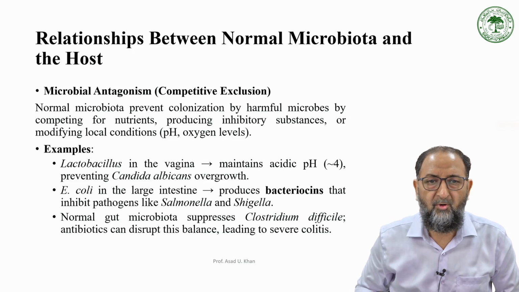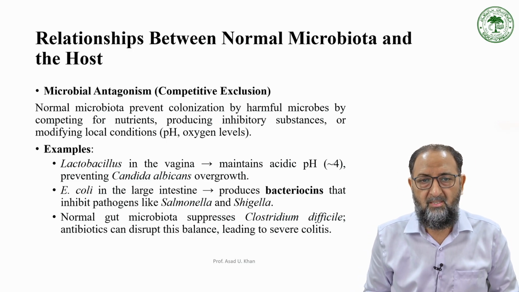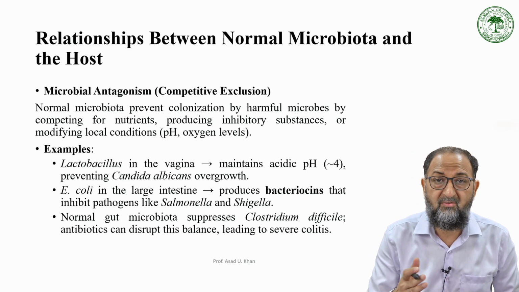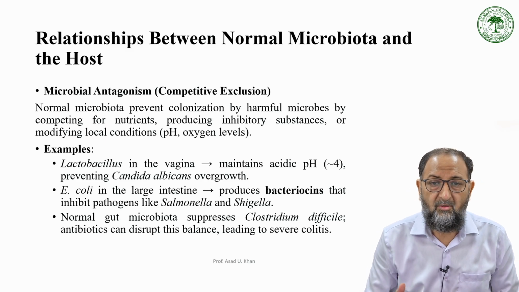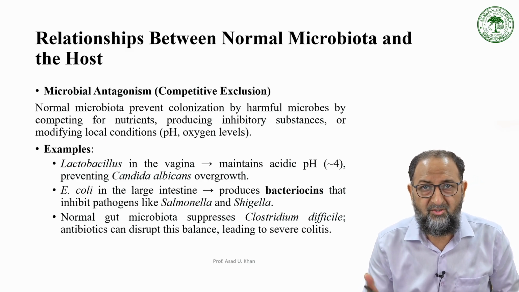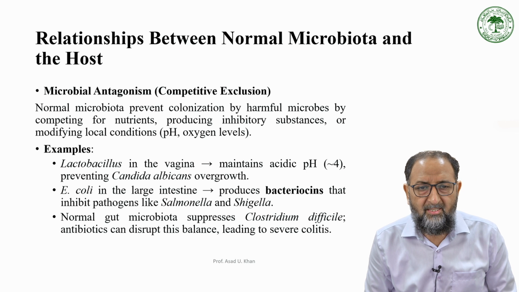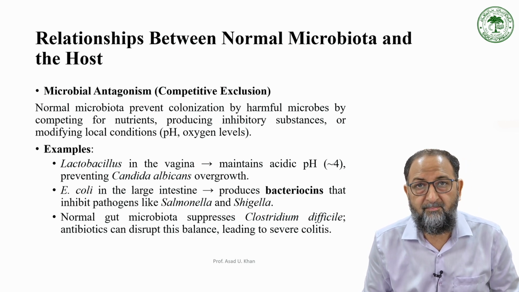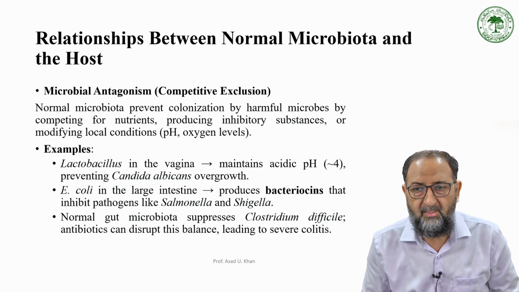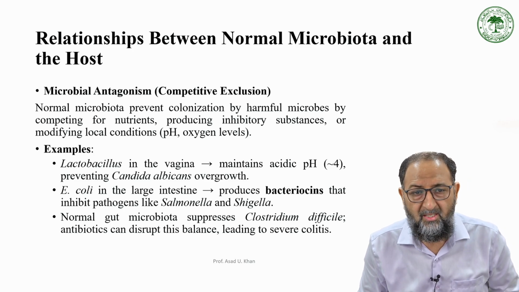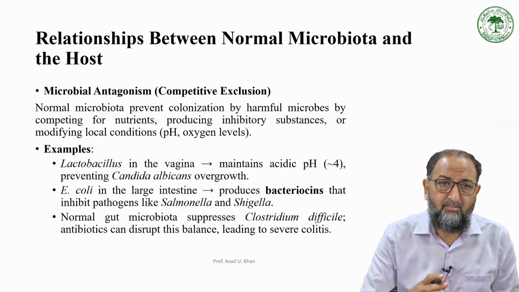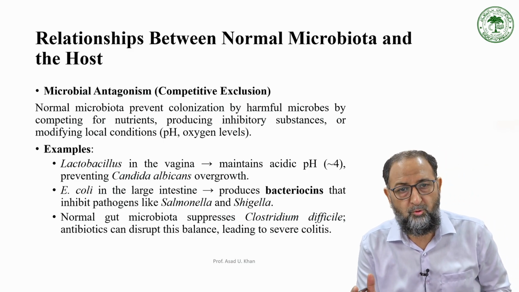This happens for the following reasons. For example, lactobacillus in the vagina maintains an acid pH of 4, preventing Candida albicans overgrowth. So this is called the antagonism process. It's very interesting because many microorganisms may not attack in the presence of one class of microorganisms. Now, E. coli in the large intestine produces bacteriocin, which is an inhibitor of many bacteria, like many coliform bacteria, and inhibits pathogens like Salmonella and Shigella. So this is one of the advantages. This microbial antagonism is beneficial for the host.